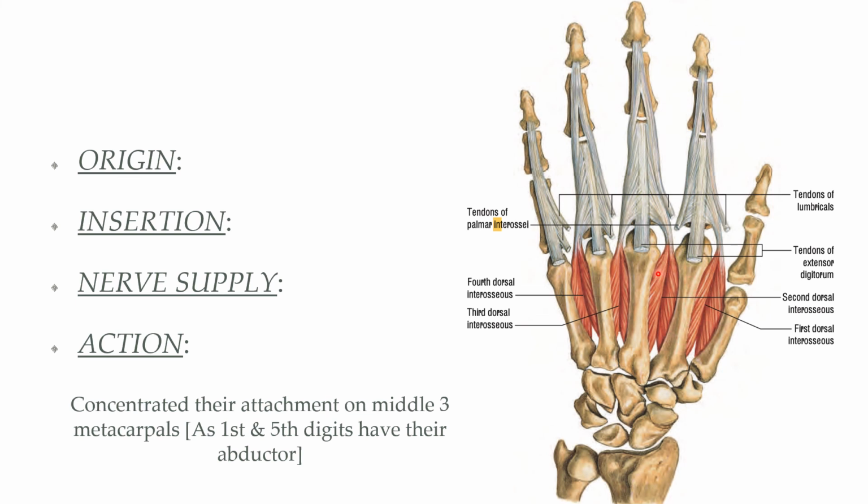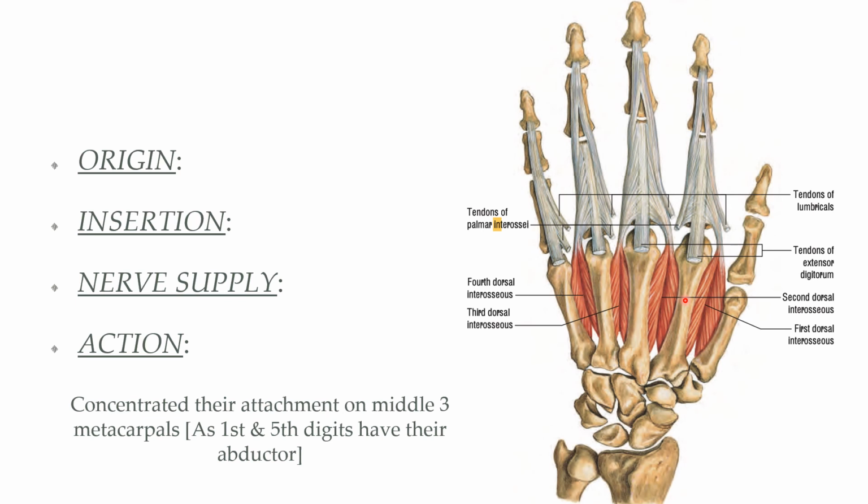The second dorsal interossei takes origin from the medial side of the shaft of the second metacarpal and from the lateral side of the shaft of the third metacarpal. The third dorsal interossei takes origin from the medial side of the shaft of the third metacarpal and from the lateral side of the shaft of the fourth metacarpal. And the fourth dorsal interossei takes origin from the medial side of the shaft of the fourth metacarpal and from the lateral side of the shaft of the fifth metacarpal bone.